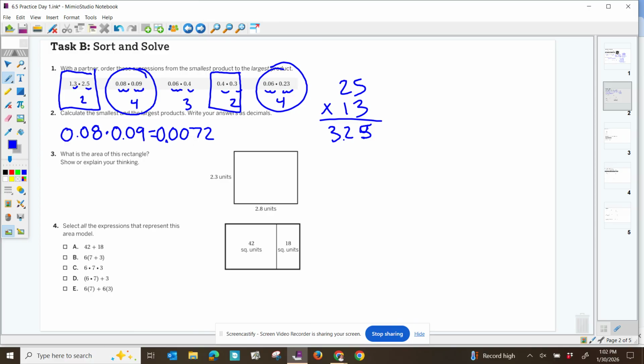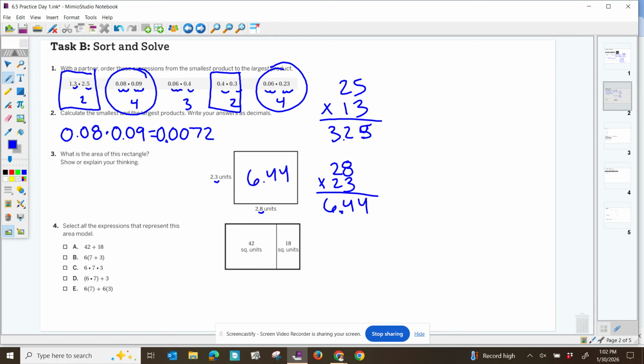What is the area of this one? I just pretended this was 28 times 23, and I looked it up on my multiplication chart. My multiplication chart says that was 644. But there's 1 decimal place, 2 places to the right of the decimal. I need 2. The area there is 6.44.